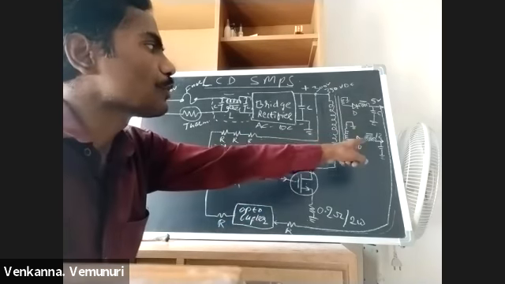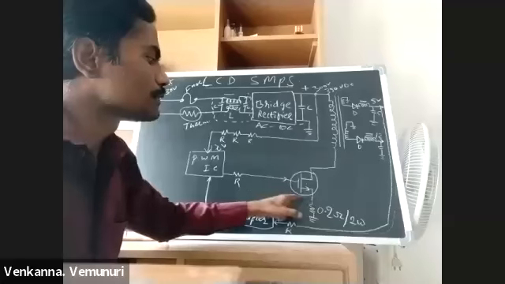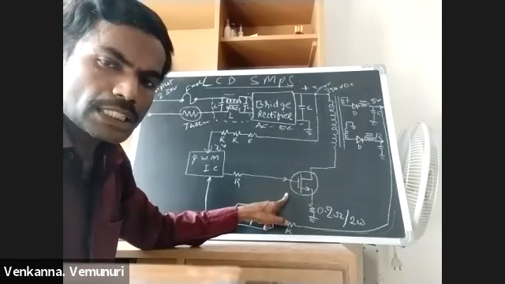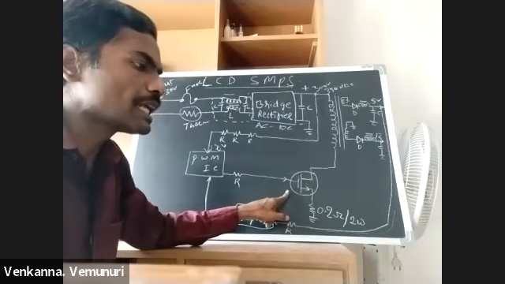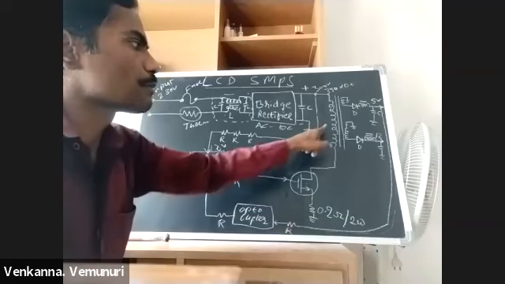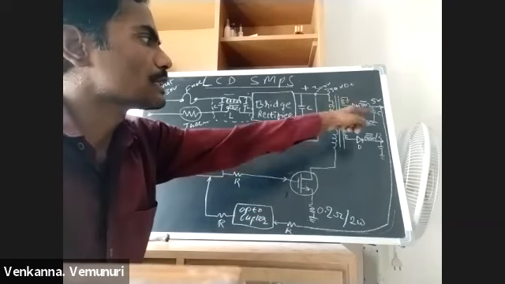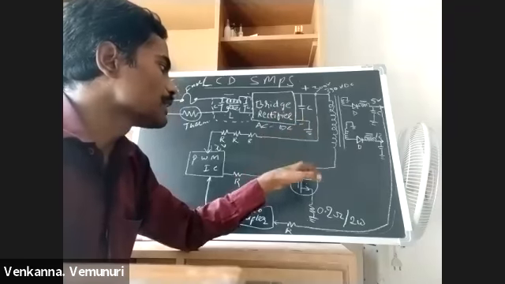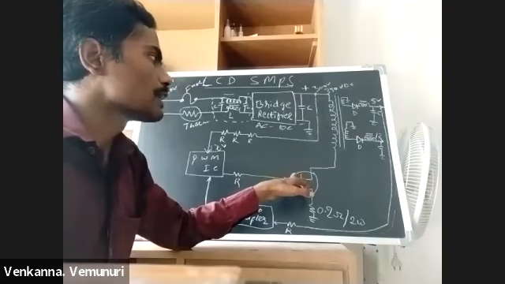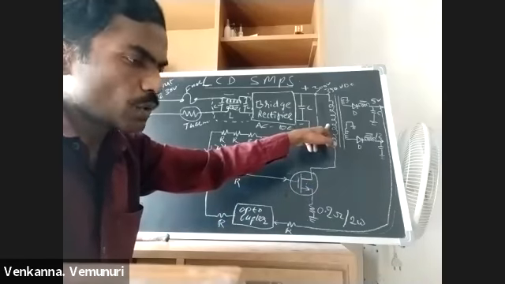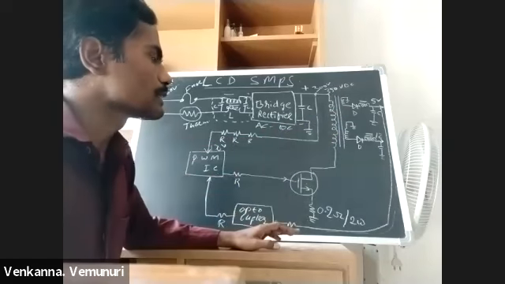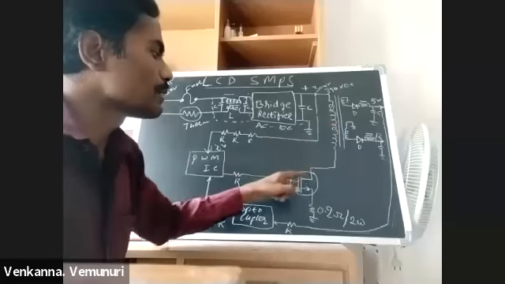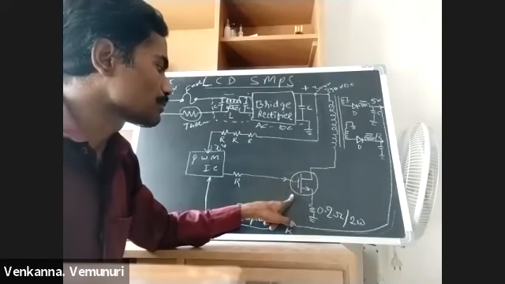The output voltage depends on this transistor's switching speed. If the transistor switches fast, the transformer gets more voltage and the output is also high. If the transistor switches slowly, it gets low voltage and the output is also low. So the output voltage depends on the transistor's switching speed.